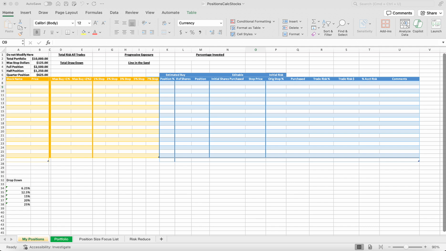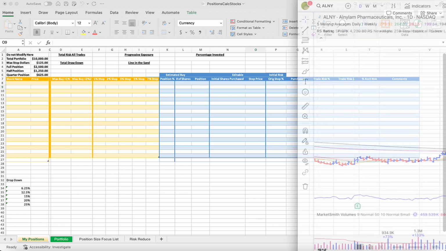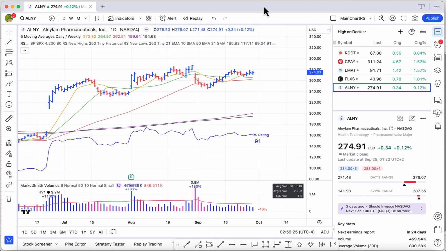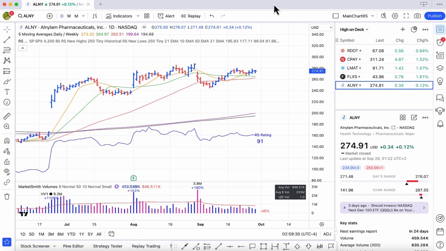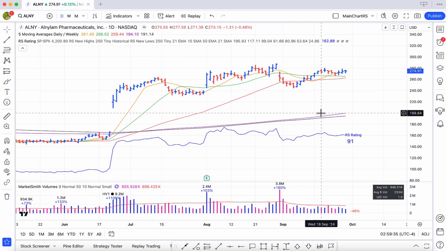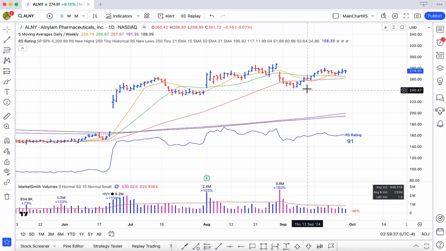So let's say we're just going to take a hypothetical buy. Let's say we're looking at ALNY, and I'll just open that up. Let's say we bought it on this day, Monday the 16th, just over the high of the day before. So we'll say 265.55.